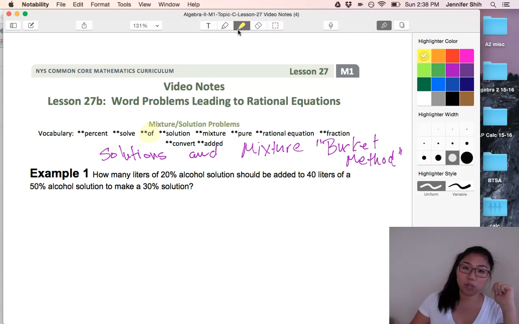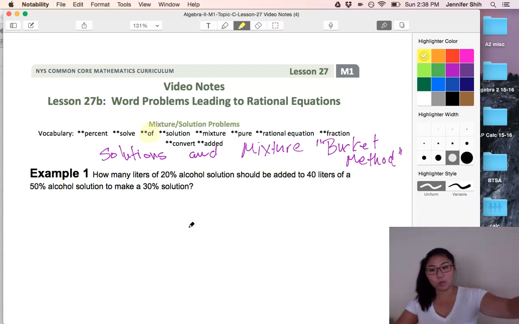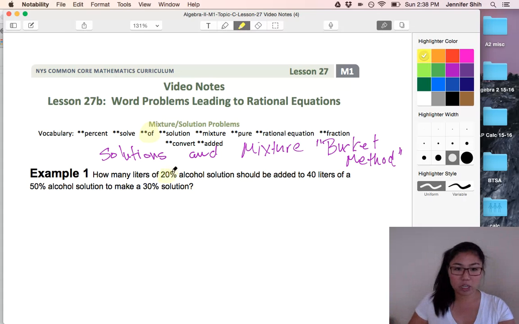So let's read over this, and we're going to annotate this word problem. First, example 1. How many liters of a 20% alcohol solution should be added to 40 liters of a 50% alcohol solution to make a 30% alcohol solution? So as I just scanned through this problem, I'm seeing that there are some percentages. Then I see there are 3 percentages, and then I see a number that does not have a percentage but has a quantity, liters. And then there's a solution, and then there is added to. So I know I'm going to be adding at some place.